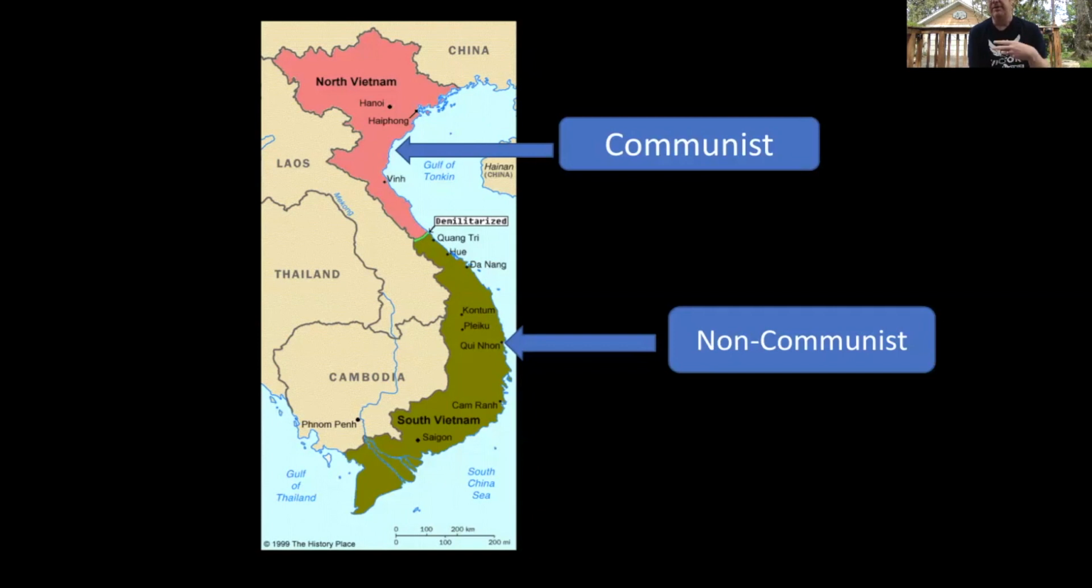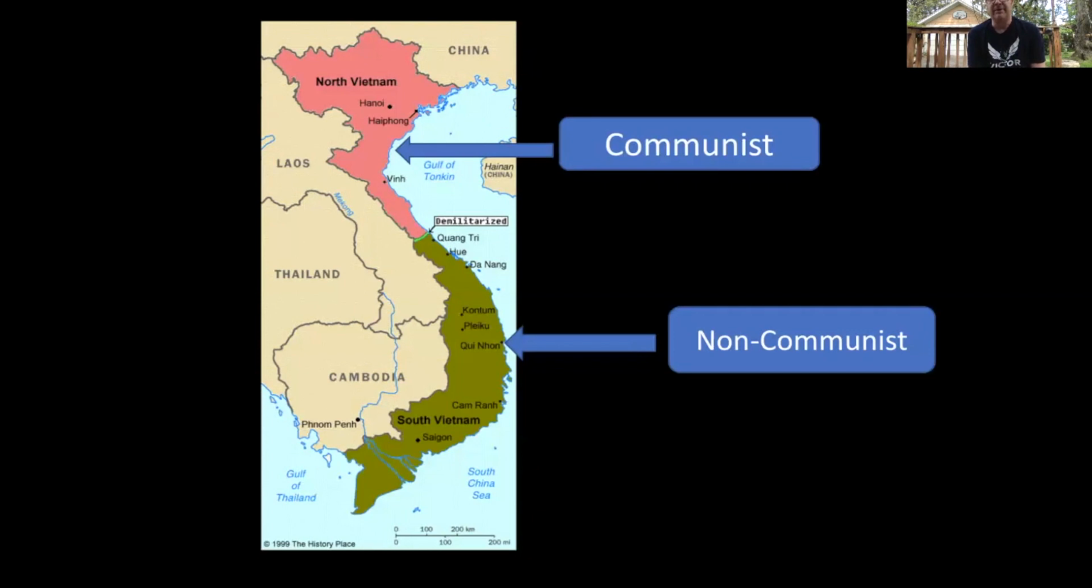So the dominoes had been falling, and for some reason, this was the one the United States was like, no, this is where it stops. And we go through tremendous lengths to stop the spread of communism to South Vietnam.